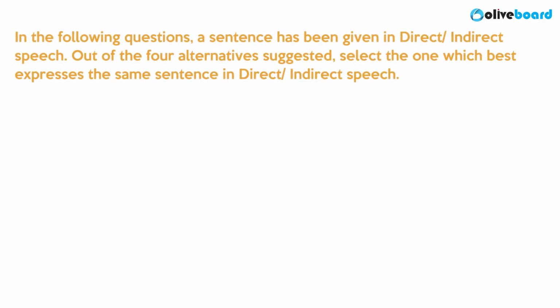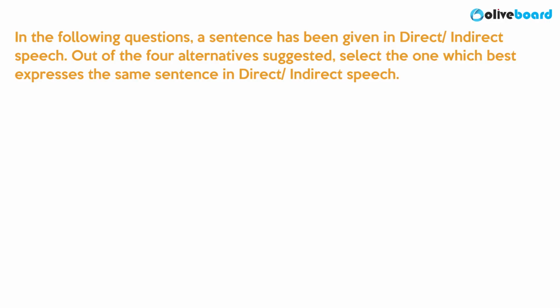Moving on to the second question. This one is a little different from the previous one. In the last question, we did error spotting. In this one, we're going to do direct-indirect speech. So here, we are given a sentence which is in the direct speech and we have to find the correct corresponding option for the indirect speech. So as we know, this is a very common and very popular question type, especially for exams like SSC.